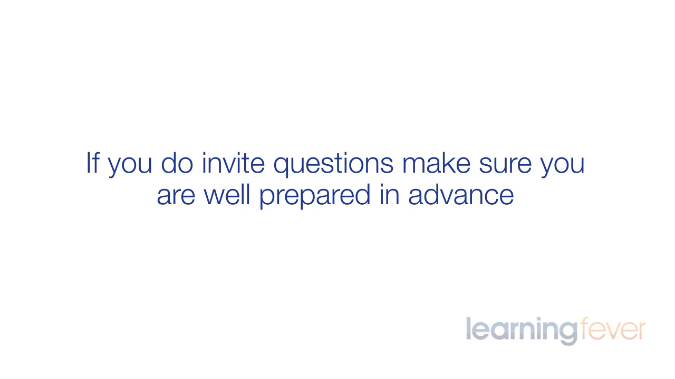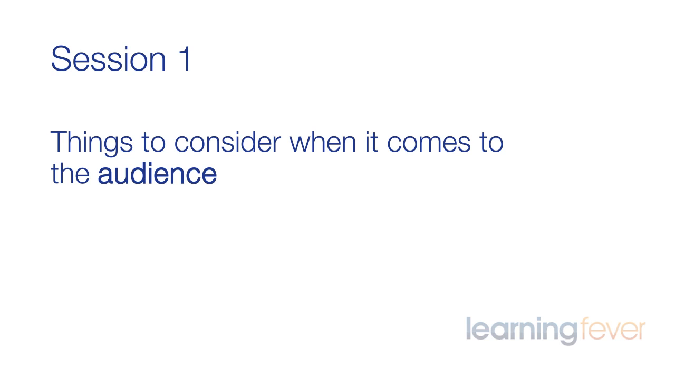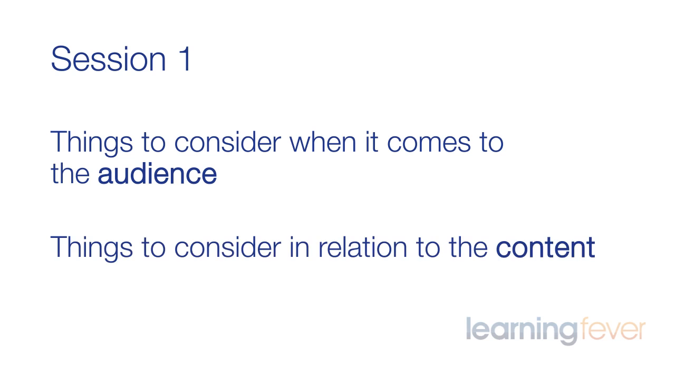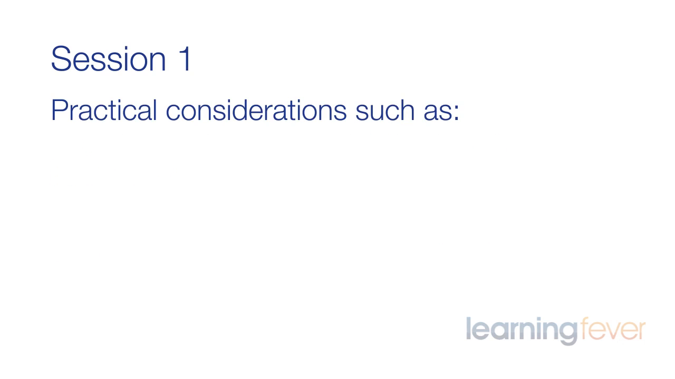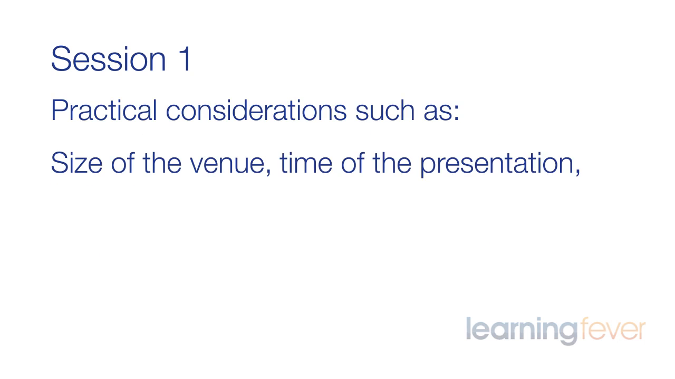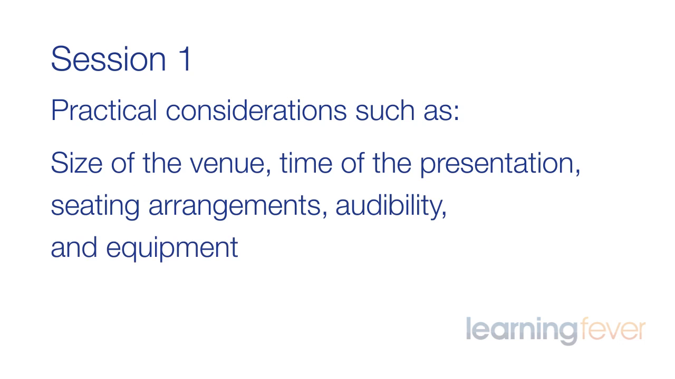question may come up. So now that we have come to the end of part 1, and to conclude, let's look at some of the things that were discussed in this part. We looked at our audience and the things that we need to think about and consider when it comes to them. We looked at the content and things to remember in relation to the content. Next was the practical considerations. This included things like size of the venue, time of the presentation, seating arrangements, audibility, and equipment.